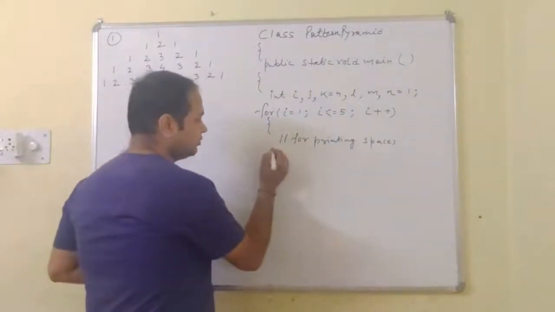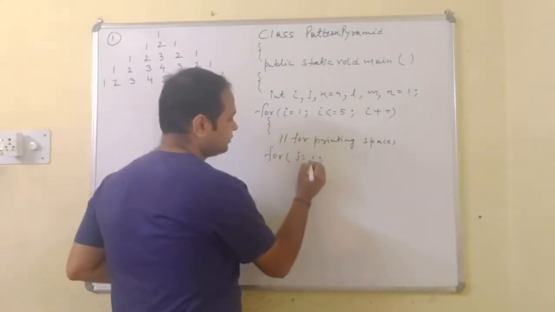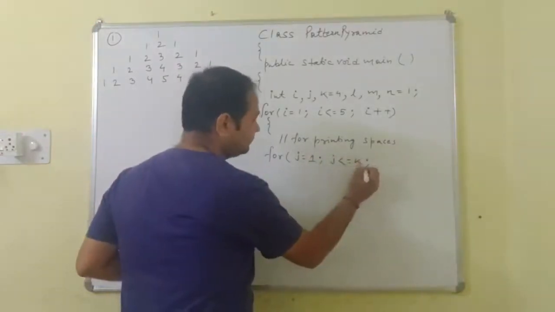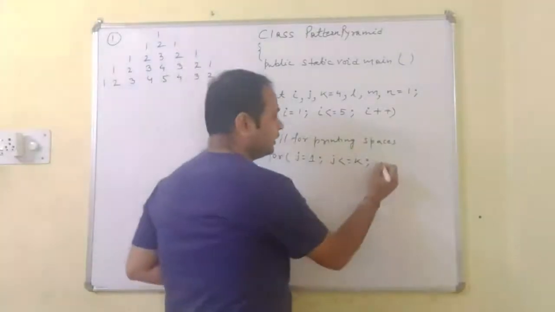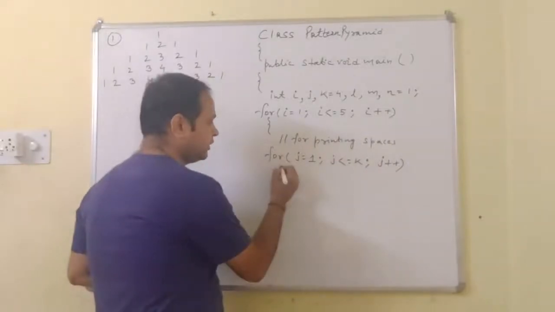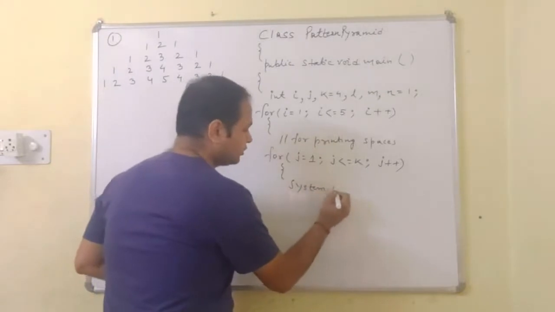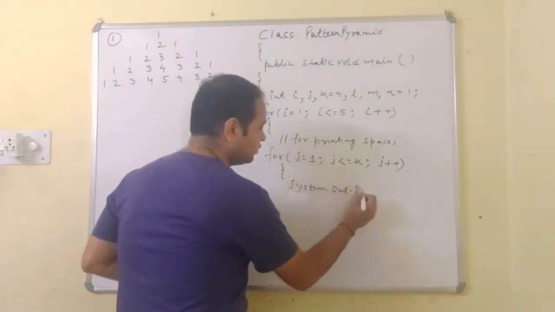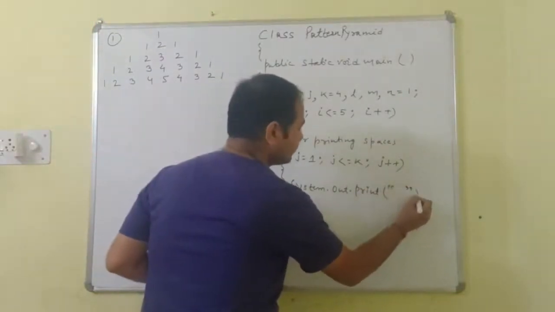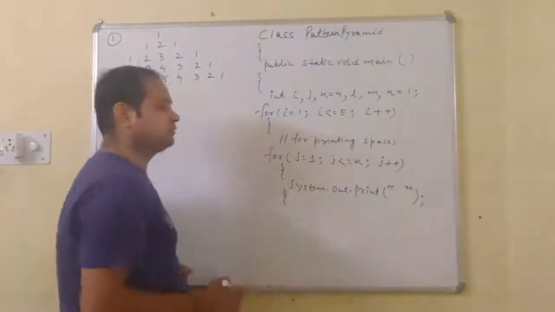So this program will go like this: for j I initialize with 1, j less than or equal to k. Thereafter I write j plus plus, and then curly bracket, System.out.print. I will print the space. Okay, so this is to print the space.